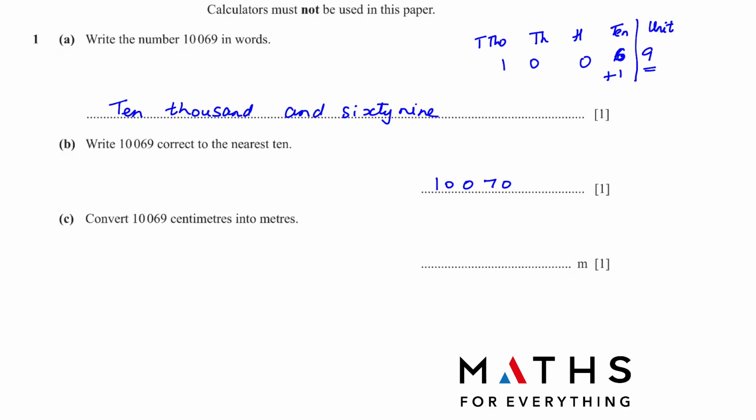Convert 10,069 centimeters into meters. To convert into meters, we divide by 100. So if you are dividing by 100, it means that you move your decimal point 2 places to the left. But you will say there is no decimal point. So if there is no decimal point, it means there is a point at the end. You shift it 2 places and you will get 100.69. Or another way is that if there are 2 zeros, you will have 2 numbers after the decimal point.